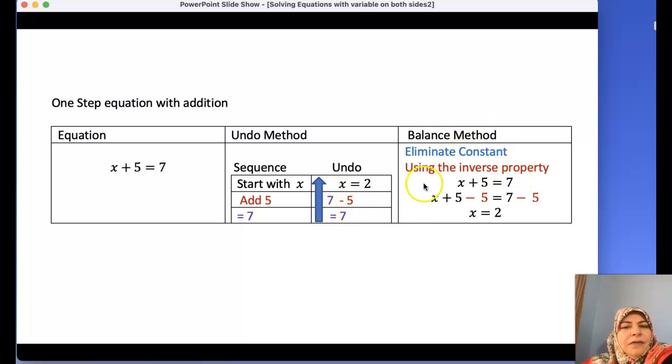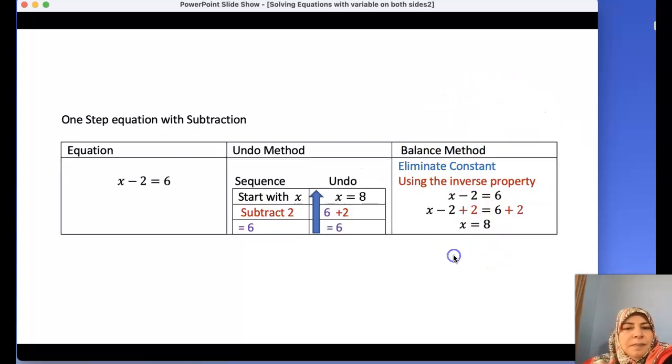But now we want to focus on the balance method. So again, 5 minus 5 is 0. So on this side, I just have x. I isolated x now. And then 7 minus 5 is 2. And that's it, the answer. Be sure you copy the balance method with all the steps.